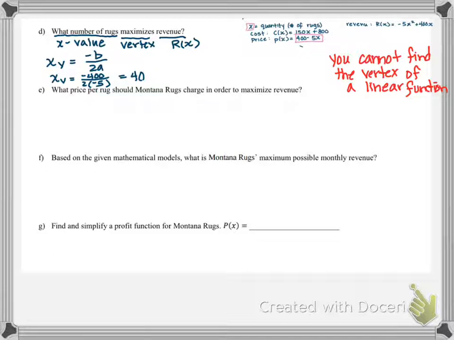So what this tells me is that selling 40 rugs will maximize profit. Oh, no, I'm sorry. Revenue, thank you.